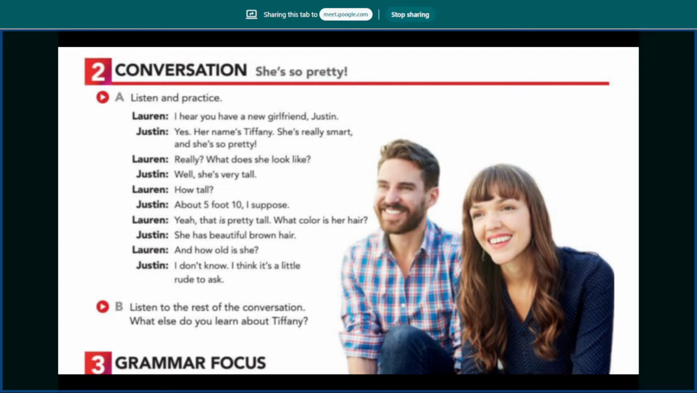Oh, I hear you have a new girlfriend, Justin. Yes, her name is Tiffany. She's really smart and she's so pretty. Really? What does she look like? Well, she's very tall. Oh, how tall? About 5 feet 10, I suppose. Yeah, that is pretty tall. What color is her hair? She has beautiful brown hair. And how old is she? I don't know. I think it's a little rude to ask.